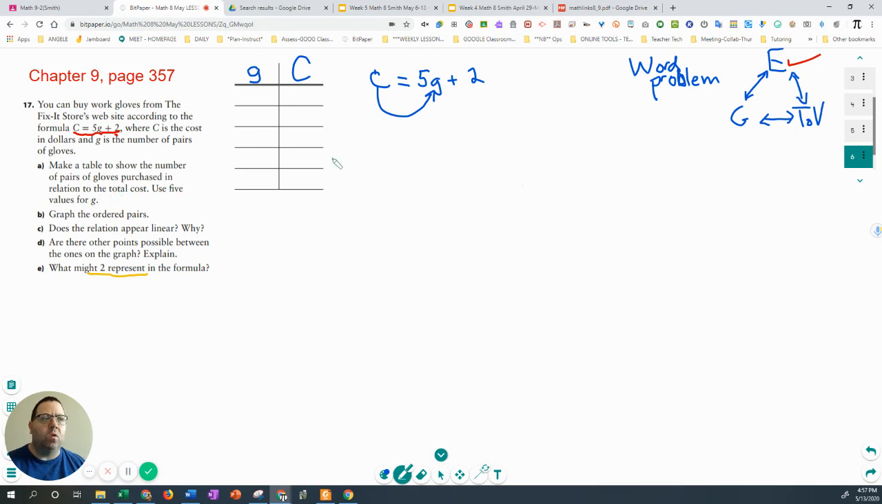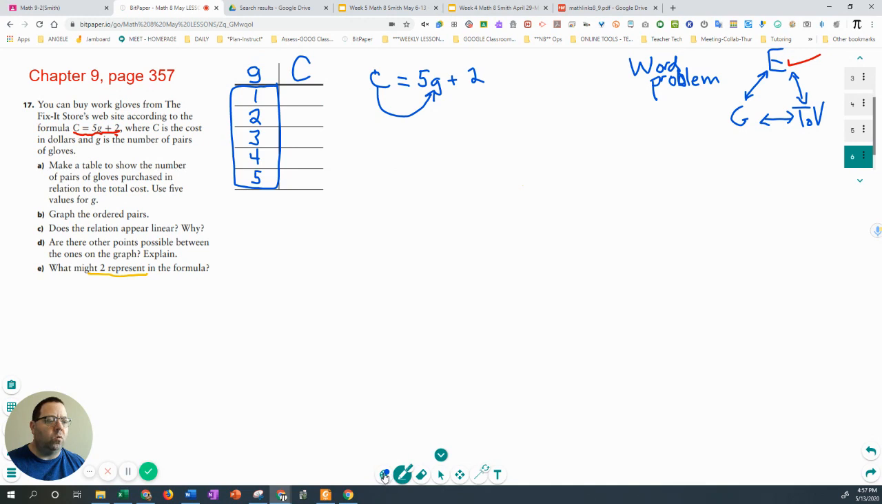Use 5 values. Okay, so let's not start with 0. This time let's make sure we start with, like, we're going to buy at least one pair, if not 2 pairs. Well, then we could buy 3 pairs, and we could buy 4 pairs, and we could buy 5 pairs. Unless I tell you otherwise, this side of the column can usually, like in grade 8, it's fine to keep it simple, small whole numbers.